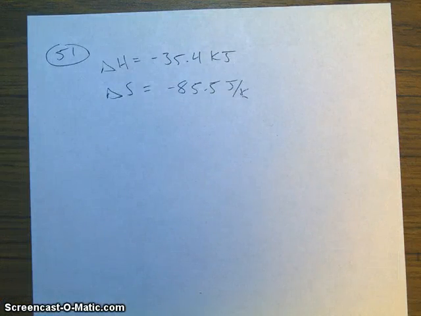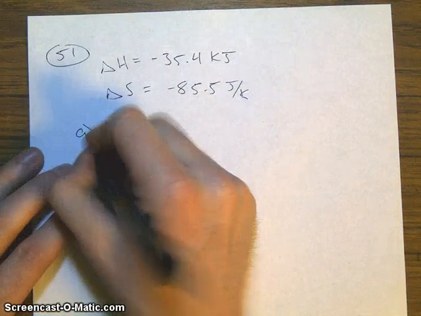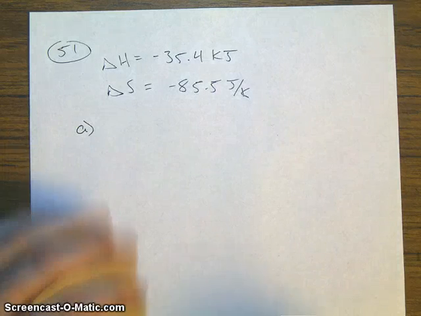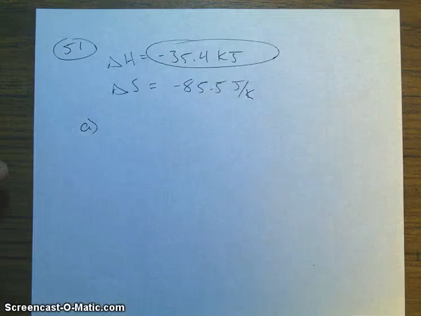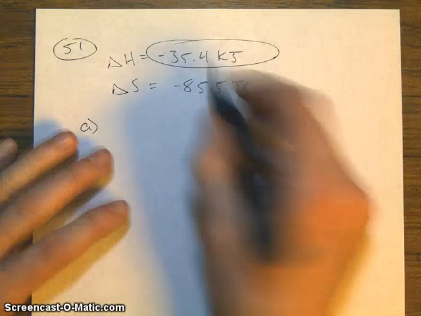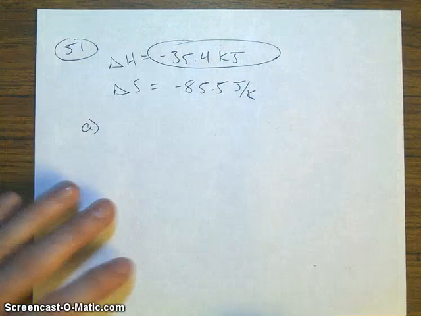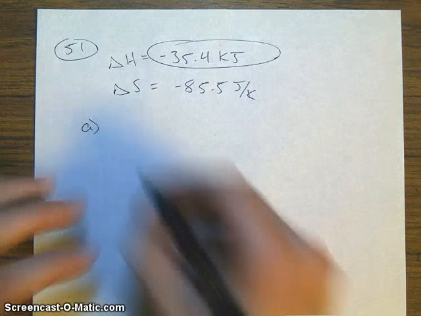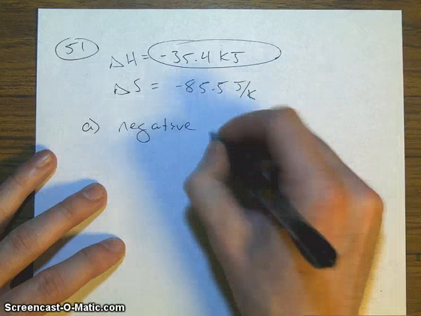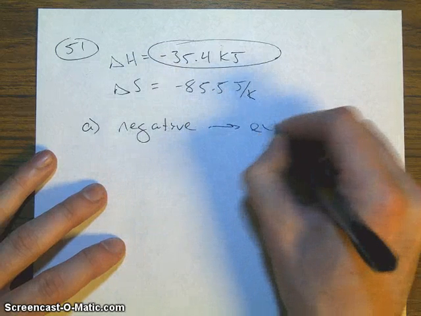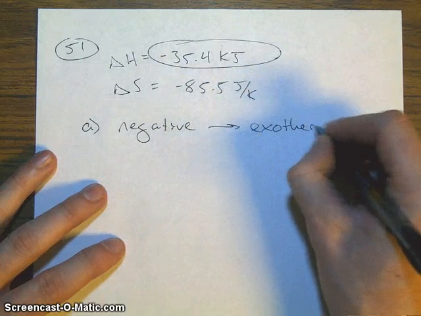Now, the question's asking in A, is this reaction exothermic or endothermic? Well, the sign of delta H should tell you. The sign of delta H tells you whether it's exothermic or endothermic. If it's negative, like it is in this question, it is indeed exothermic. That means that energy is leaving the system.